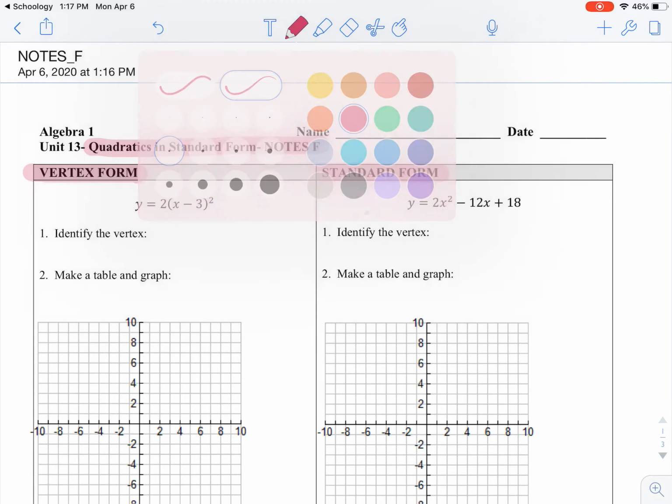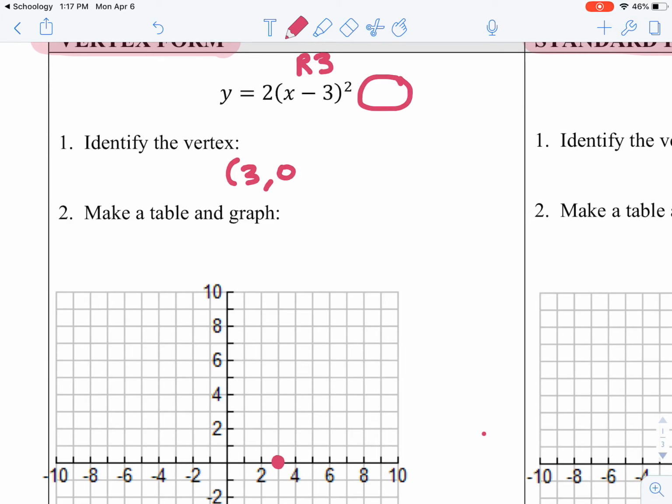So when we look at the first problem here, it's in vertex form. My first step is to identify the vertex. So here I know I'm going to go to the right 3, and I'm not going to move up or down. If I look at my graph, I go to the right 3, that gives me a vertex of 3, 0.